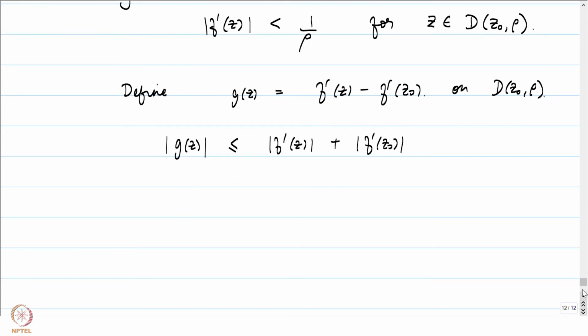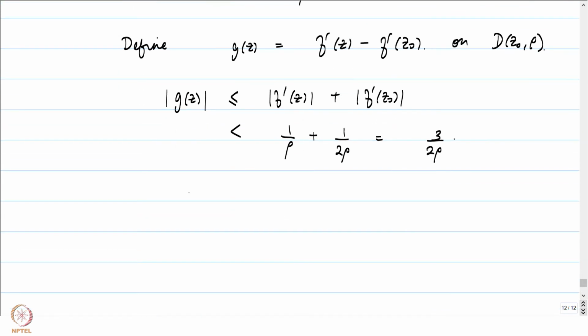We know that the absolute value of f prime of z is strictly less than 1 by rho, and we know that the absolute value of f prime of z naught is equal to 1 by 2 rho, and this is just 1 by 2 plus 1, basically 3 by 2 rho. So what we have now is that from the disk of radius rho around z naught, we have a map g into the disk of radius 3 by 2 rho.